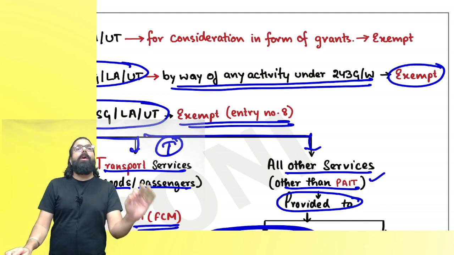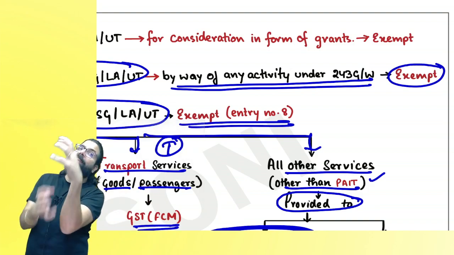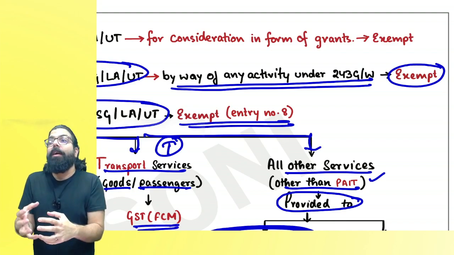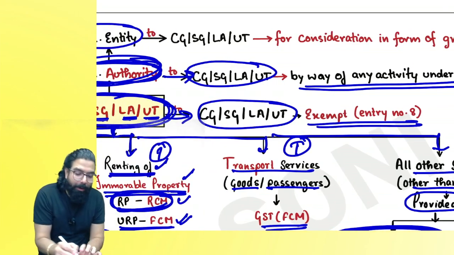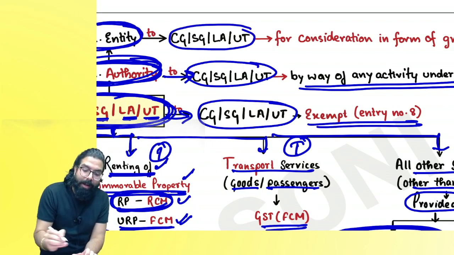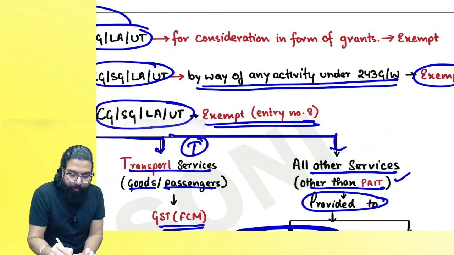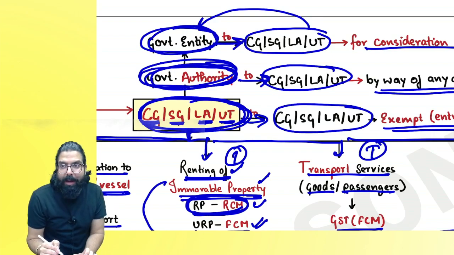Are we clear, everyone? Now, a governmental authority is set up to do only those functions which are told under 243 GNW. A governmental entity is set up to do any function which has been told by the government. Now, government formed a governmental entity, and the governmental entity is giving services to the government, and government is giving them grants. Then their services also will be exempted. Are we all clear till here?